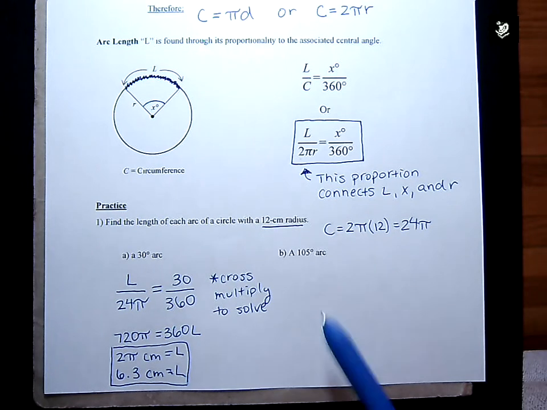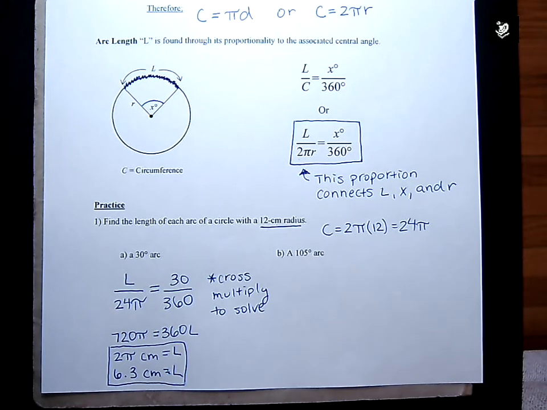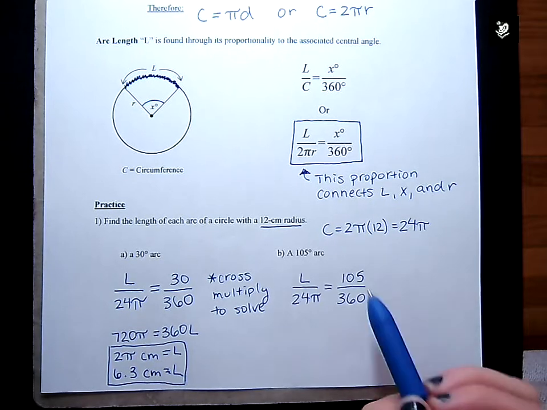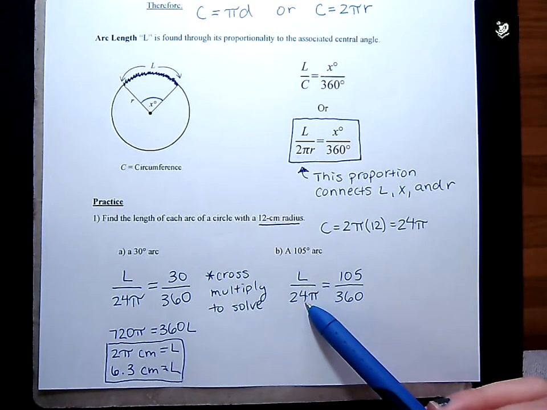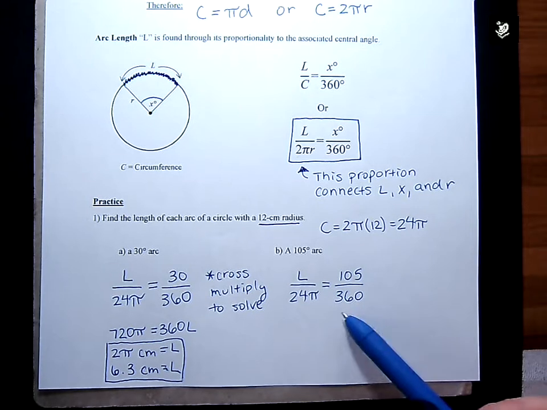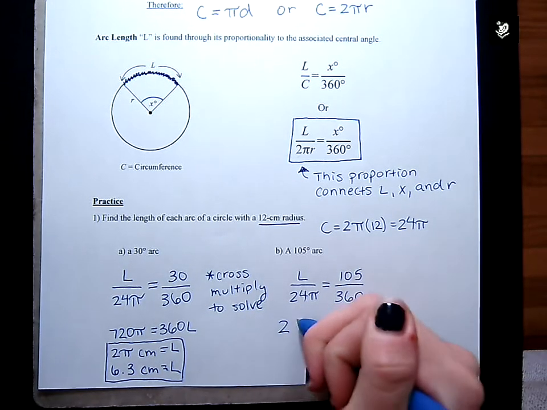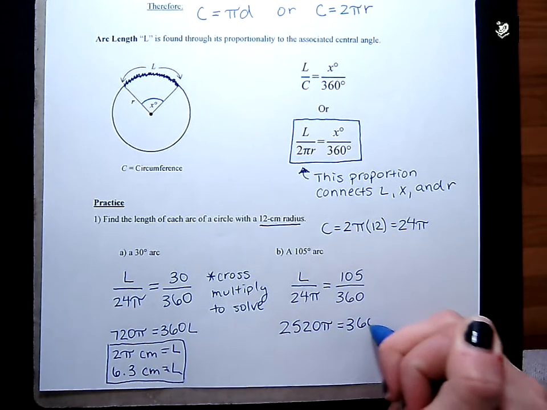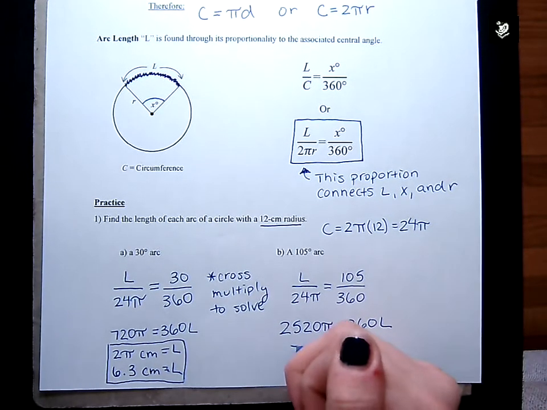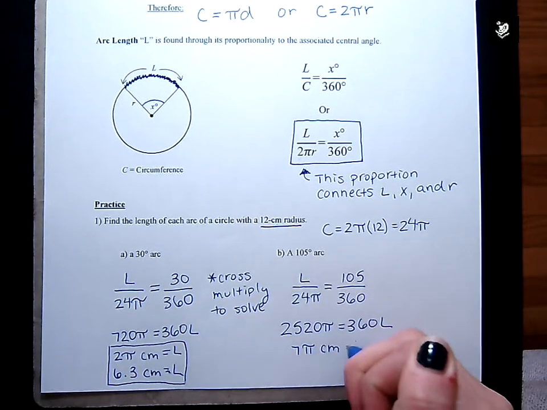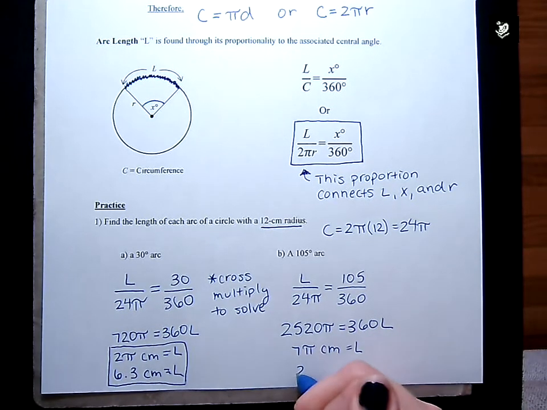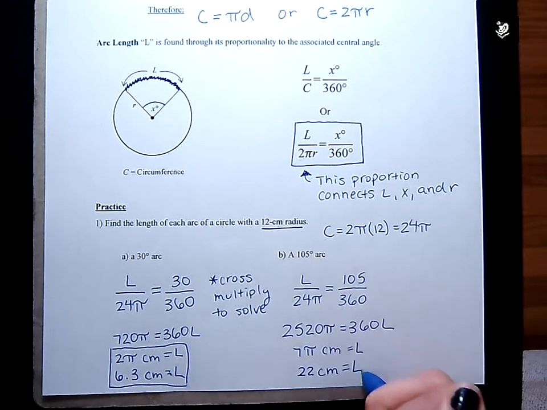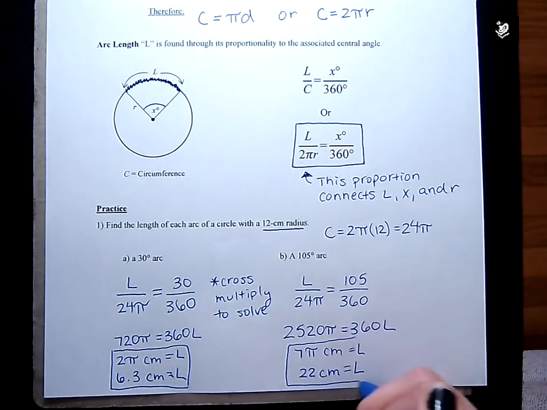So I would like you now to try and find the measure of the length of an arc with the same circle, 12 centimeter radius, and now it's 105 degrees. So again, arc length over circumference, it's still the same circumference, equals degree measure over 360. If we cross multiply, we get 2520 pi equals 360 L. Divide, and in terms of pi, you should have gotten 7 pi centimeters. If you were to round, it's about 22 centimeters. So there is your arc length for B.